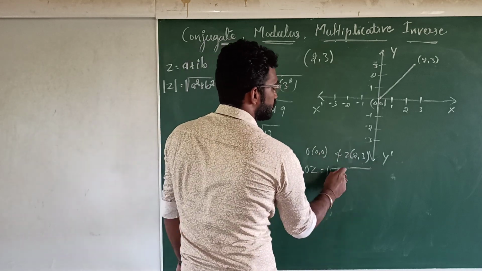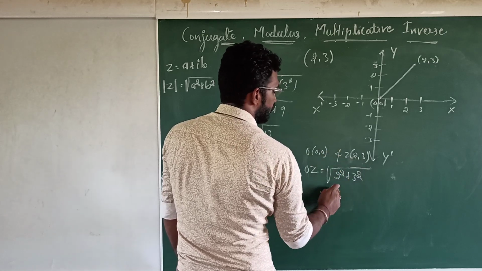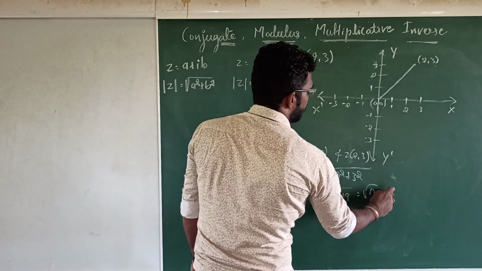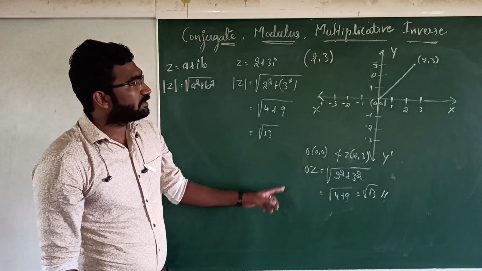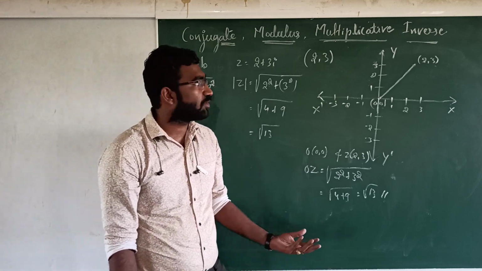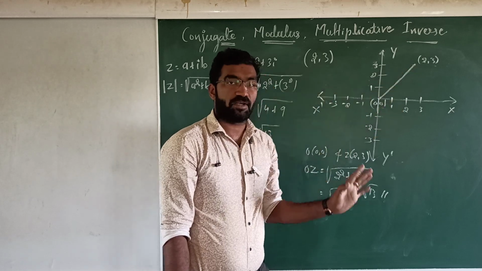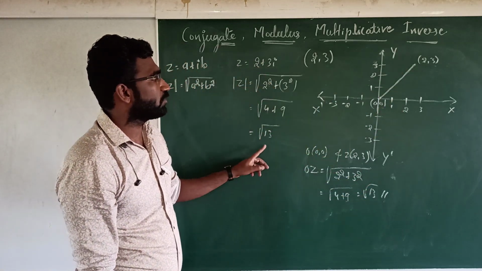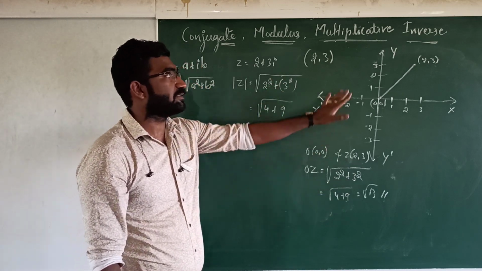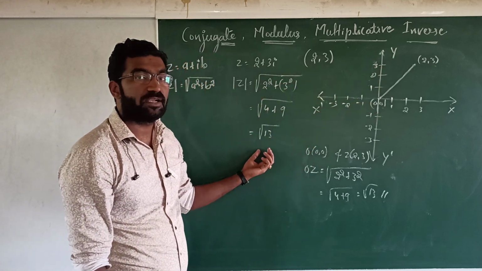So 2 minus 0 squared is 2 squared, plus 3 minus 0 squared is 3 squared. Therefore 4 plus 9, the answer is square root of 13, right? So this is the exact geometrical meaning of this modulus. What is the modulus? Modulus is the distance between the respective complex point and the origin, right? Geometrically we understand this, and mathematically we can find it easily. It is not necessary to do this every time. If you use this formula you will get the answer easily.